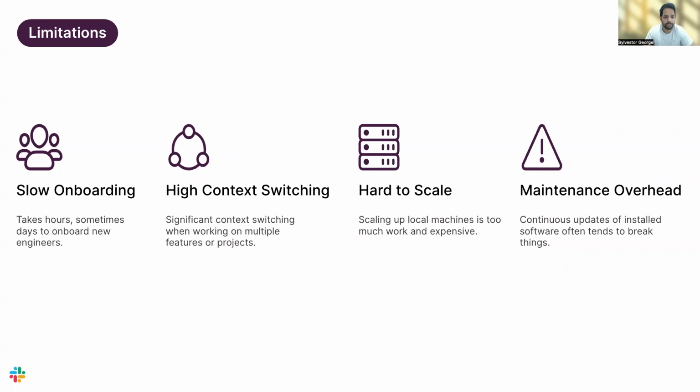Talking to Slack engineers, we learned more about the limitations of local development. Some of them, such as slow onboarding. Sometimes it takes hours, even days, to onboard a new engineer. High context switching when working on different features or projects. Hard to scale local laptops as the code base grows, and the maintenance overhead of installing several dependencies on local machines.